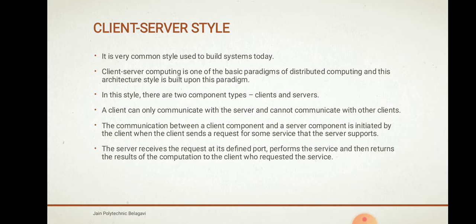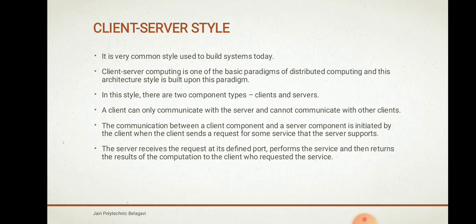Next we go to the client server style. It is a very common style used to build systems today. Client server computing is one of the basic paradigms of distributed computing. There are two component types, clients and servers. The client can only communicate with the server and cannot communicate with other clients. The communication takes place only between client and server.